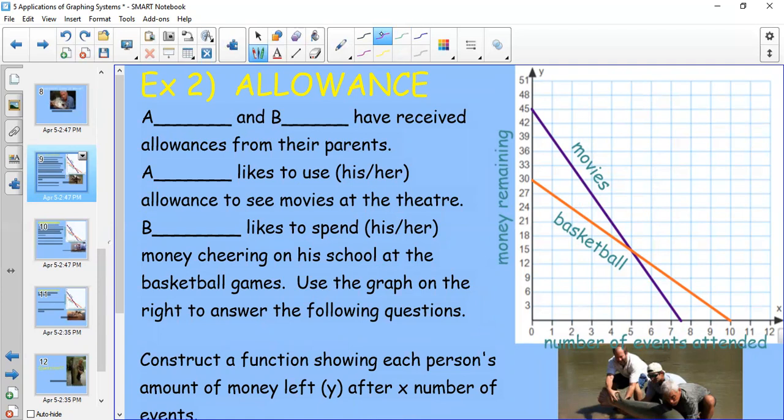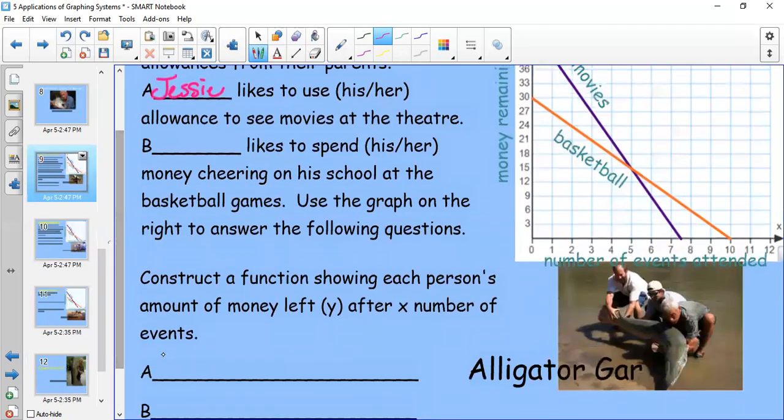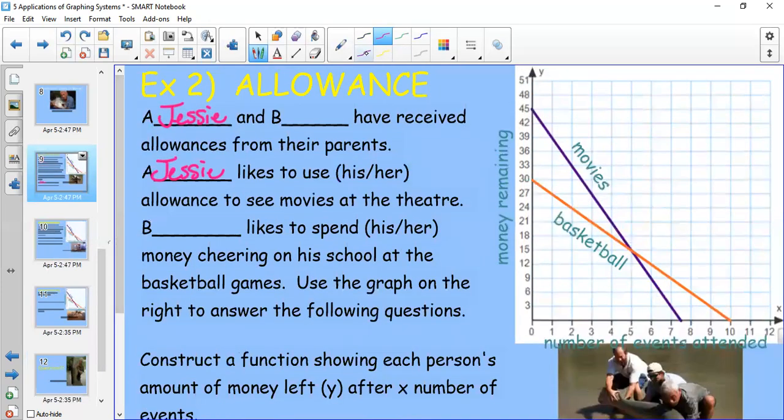All right, so I'm just going to throw out names here. I'm going to use my brother and sister for their names. So my sister's name is Jessie. So anytime I see an A, I'm going to throw in her name here. I see Jessie down here. I'm going to use the color pink for her. And my brother's name is Jimmy. So I'm going to use blue here for him.